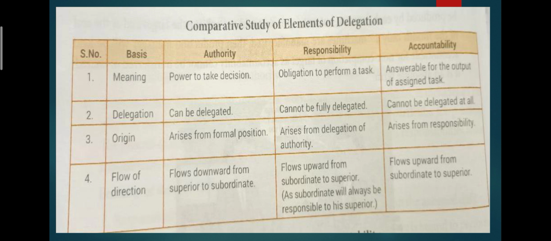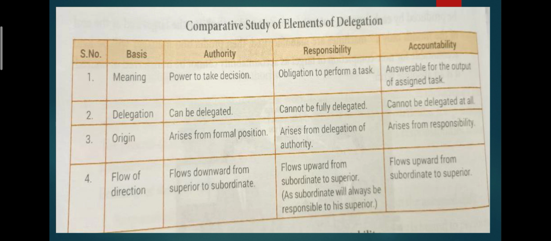Meaning, authority, responsibility, and accountability. Authority is the power to take decisions. Responsibility is the obligation to perform a task. Accountability is being answerable for the output of the assigned task. Delegation. Authority can be delegated. Responsibility cannot be fully delegated. Accountability can never be delegated.